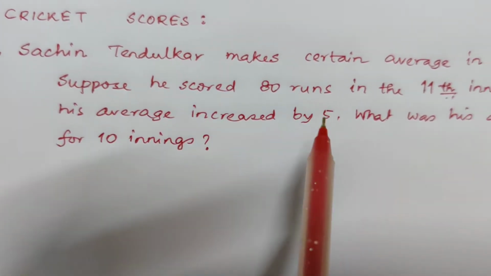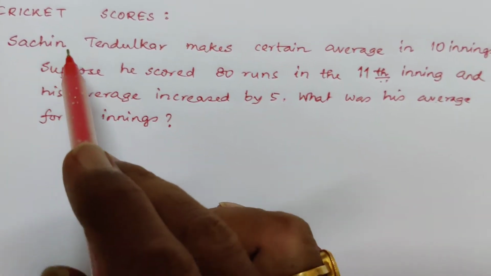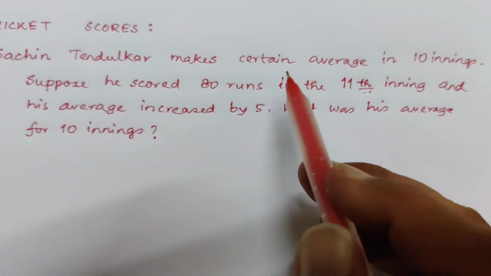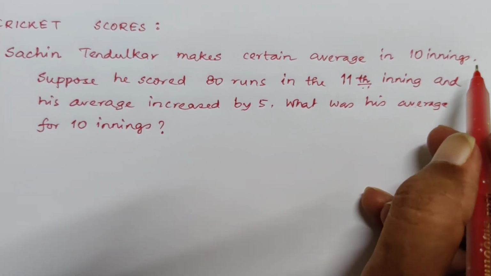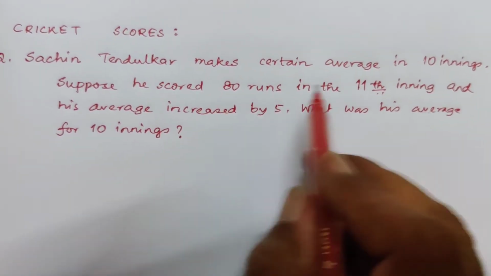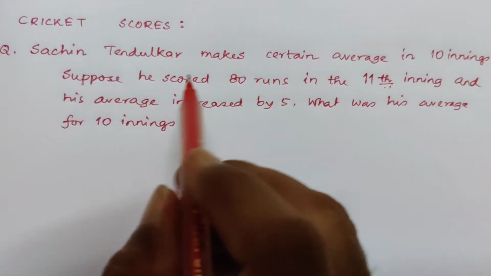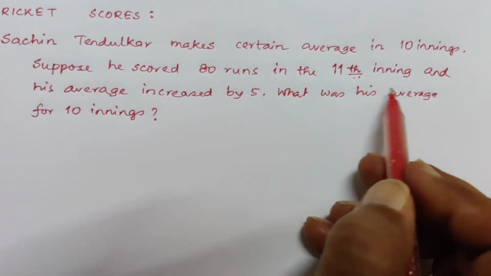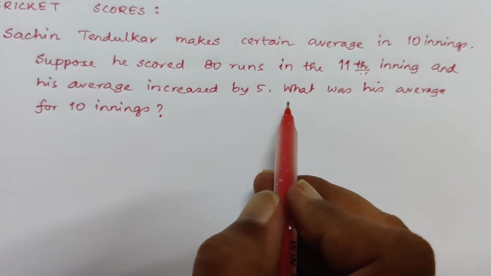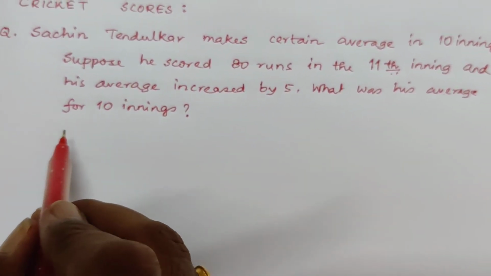Now coming to harder problems. Problem on cricket scores. Here there is a given sum. Sachin Tendulkar makes a certain average in 10 innings. That is not given, but the number of innings is given. Suppose he scored 80 runs in the 11th inning and his average increased by 5. Then what was his average for 10 innings?